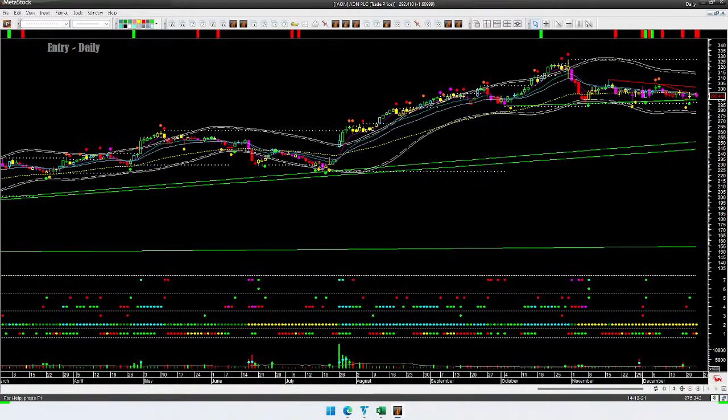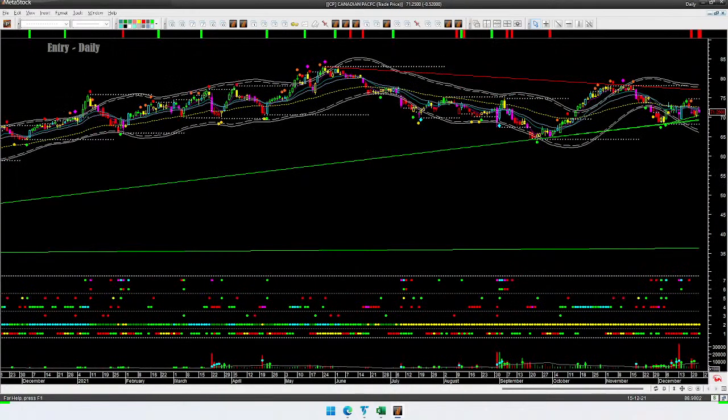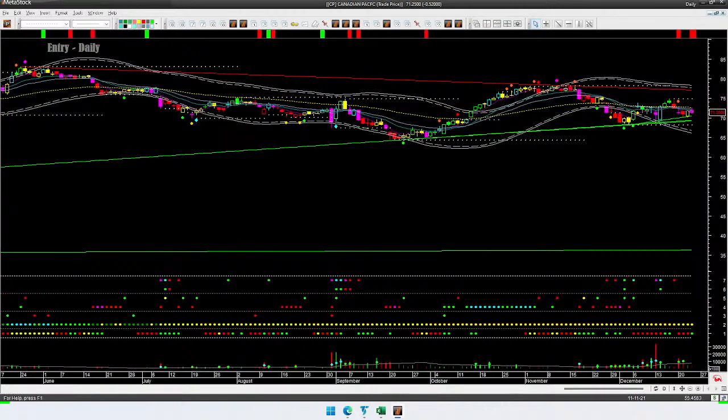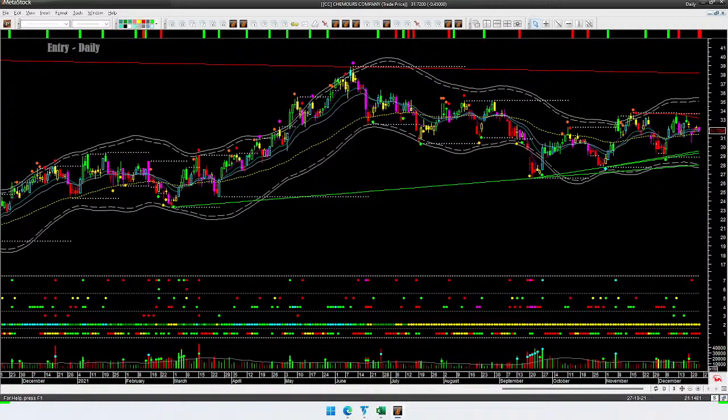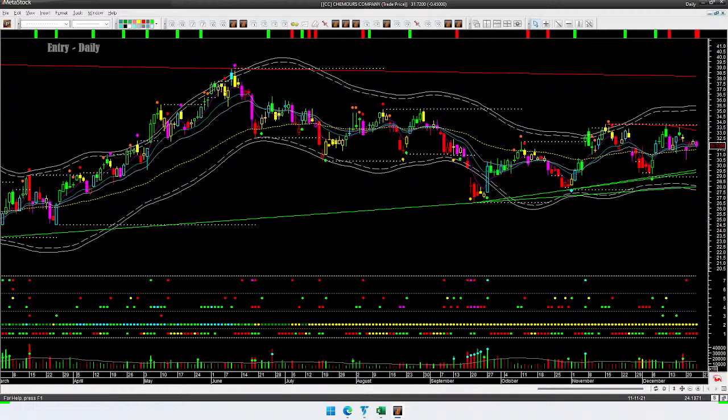AON moving sideways. There is trendline support nearby. Not going to short, close. CP, Canadian Pacific, inside the range near trendline support, not going to short. EBC, Eastern Bank shares, inside the range, has trendline support, not going to short. CC, inside the range near the middle of the range, not going to short.